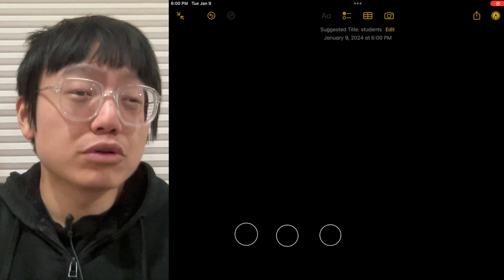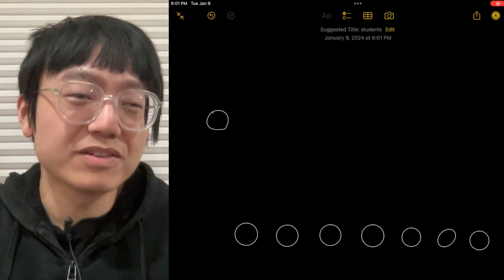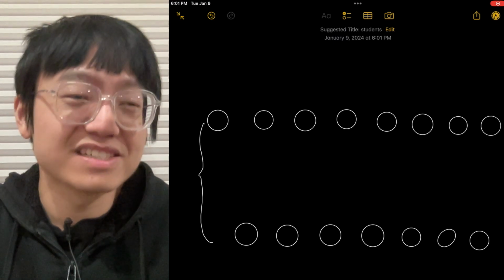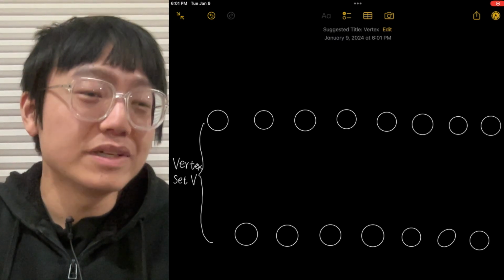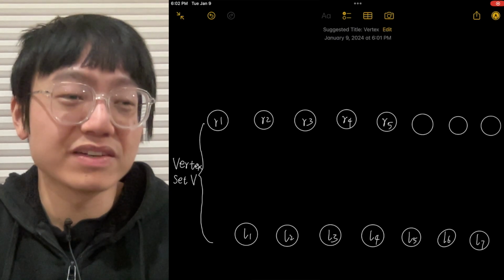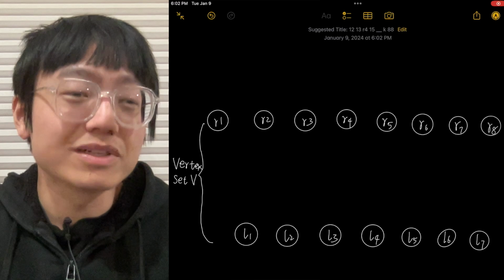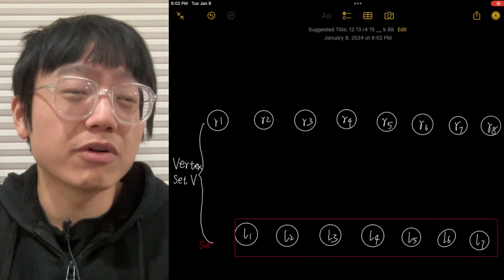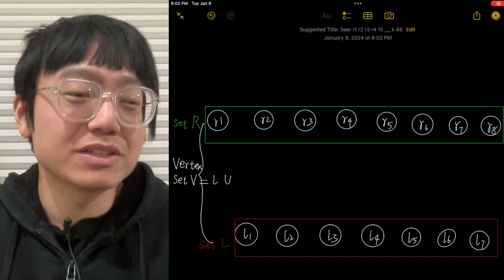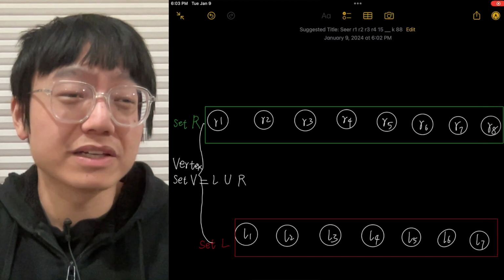This is a visual representation of a bipartite graph. Vertex set V is the union of the two disjoint sets L and R. Set L is labeled as L1, 2, 3, 4, 5, 6, 7, and the set R is labeled as R1, 2, 3, 4, 5, 6, 7, 8. So sets L and R represent the two parts of the bipartite graph.